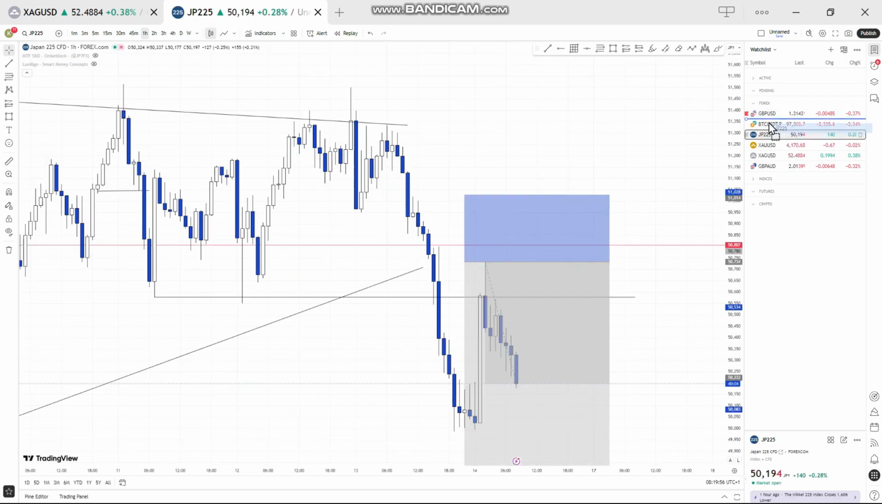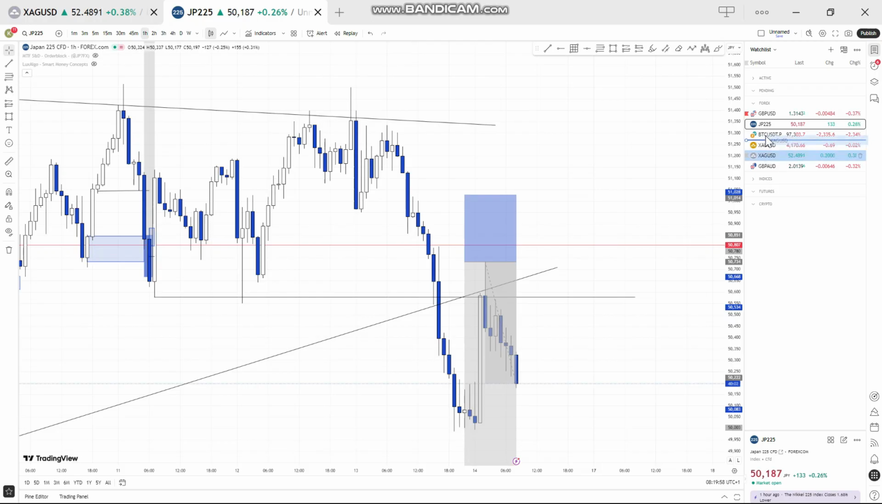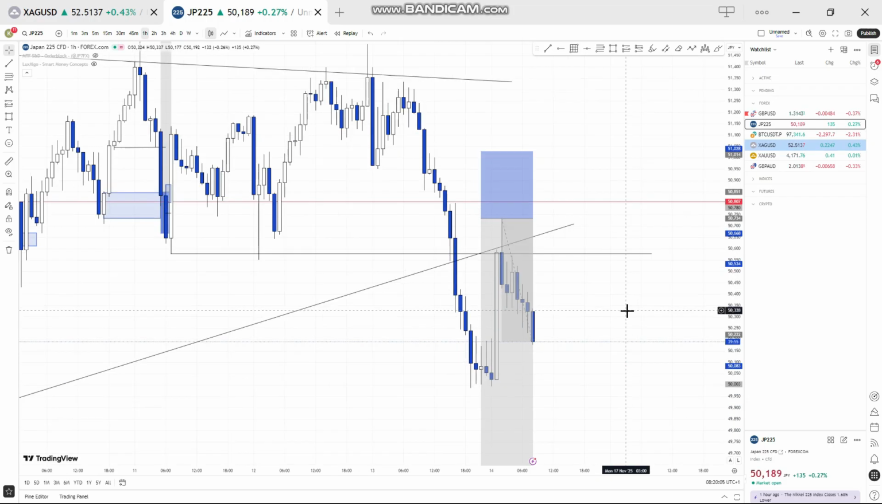So for today we have GU. We have Japanese index, where I look for an entry. We have silver and gold, which I have not taken. So yeah, Japanese index is selling pretty well.